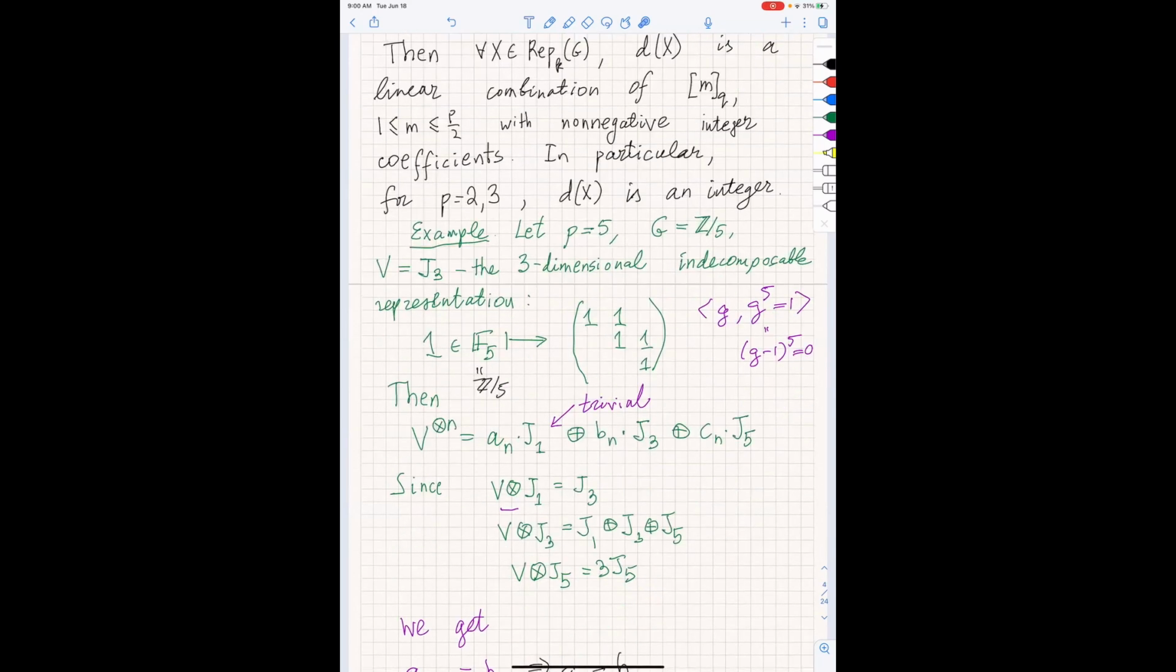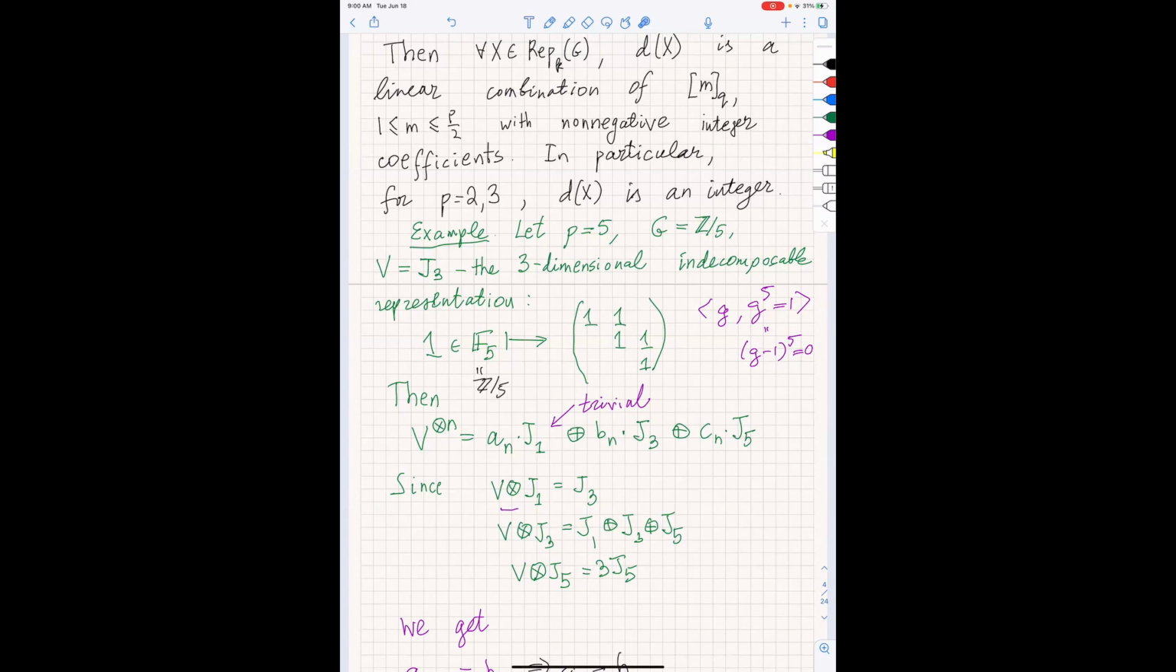And this follows from the fact that we have the following tensor product rules. So if you multiply J3 with J1, this is just J3, obviously. If you multiply v by J3, this can be decomposed.